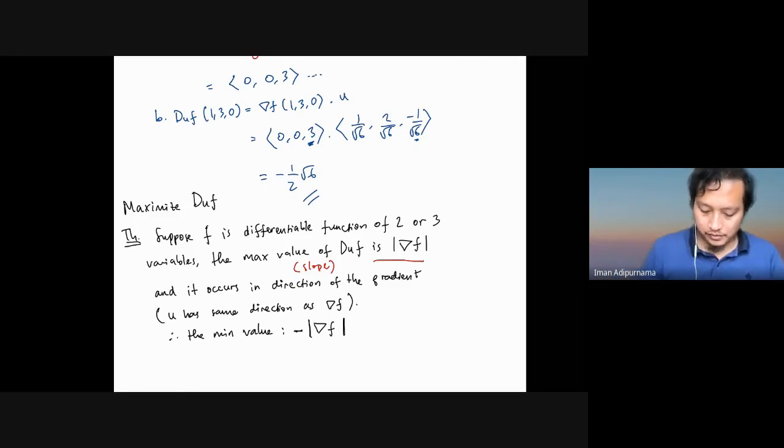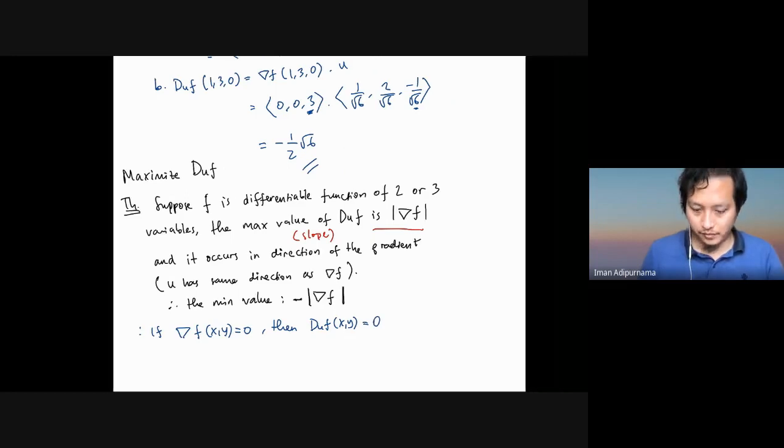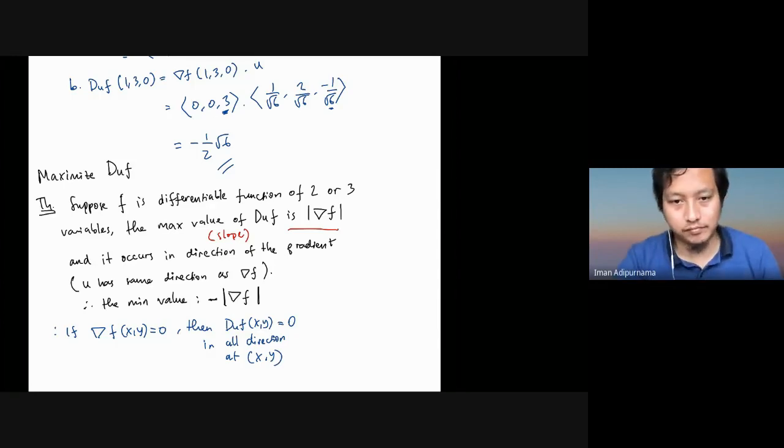And also, if the gradient vector is 0, then the directional derivative is also 0 in all directions at point x, y.